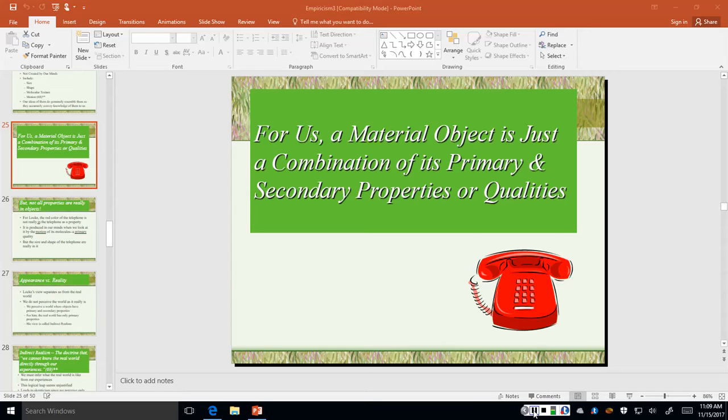And to understand Berkeley's view and even Locke's view, remember that for us, to us subjectively, a material object is nothing more than a combination of its primary and secondary qualities, the properties of the object, as we experience the object.